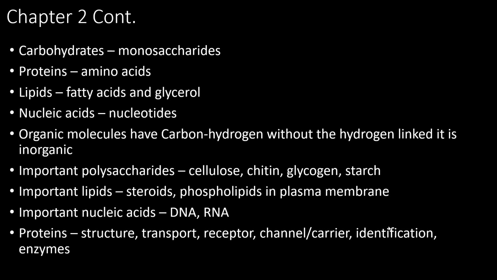Now, the big second part of chapter 2 dealt with the macromolecules, and we did a lab over this as well. This was lab 3. And they looked at the 4 types of macromolecules and their building blocks. Carbohydrates have the building blocks of monosaccharides. Proteins have the building blocks of amino acids. Lipids are built out of fatty acids and glycerol, and nucleic acids are built out of nucleotides.